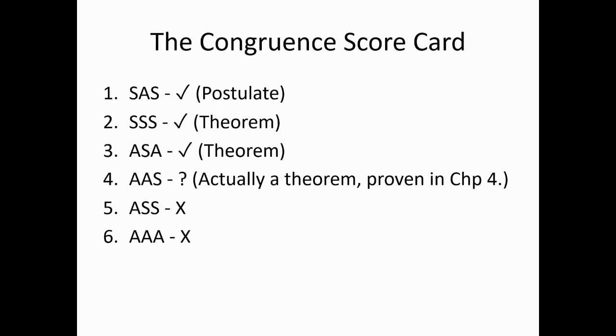Okay, so here's where we stand as regards congruence. Here's the congruence scorecard, I call it. Does SAS work? Yep, it's a postulate. Does SSS work? Yep, it's a theorem. Does ASA work? Yep, it's a theorem. AAS, well, officially we're agnostic about that at this moment in time. We will prove it in chapter 4, but we haven't proven it yet, so don't use it. How about ASS? Nope, doesn't work. It has counterexamples. How about AAA? Nope, doesn't work. It has counterexamples. So that's where we stand as regards congruence.